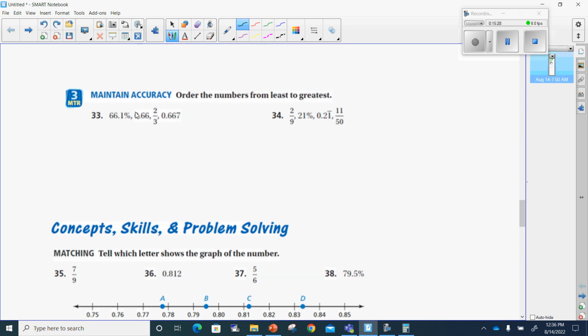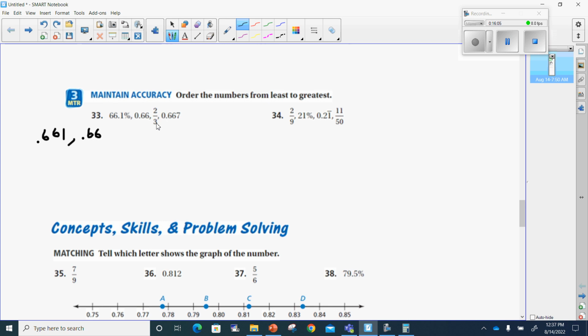Number 33, order the numbers from least to greatest. Now, this is going to make us take every one of these numbers, find out what it is as a decimal, and then put them in order in the form that they're in up here. So let's do an example, number 33. This one here says 66.1%. We know we have to move that decimal over 2 places, so this would be 0.661. All right, that's what that is as a decimal. Now we're going to do the next one. It says 0.66. It's already written as a decimal, so I will simply put 0.66.